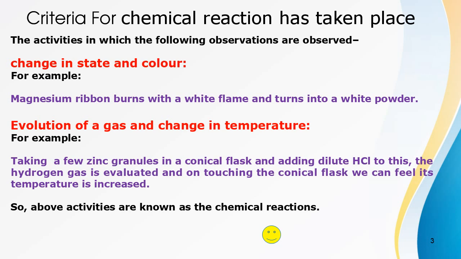The activities in which the following observations are observed, such as change in state and color. For example, magnesium ribbon burns with a white flame and turns into a white powder. Or evolution of a gas and change in temperature. For example, taking a few zinc granules in a conical flask and adding dilute HCl to this. The hydrogen gas is evolved, and on touching the conical flask, we can feel its temperature has increased. The above activities are known as chemical reactions.